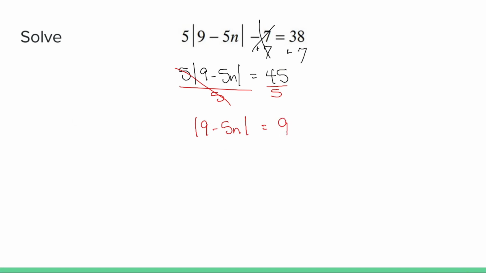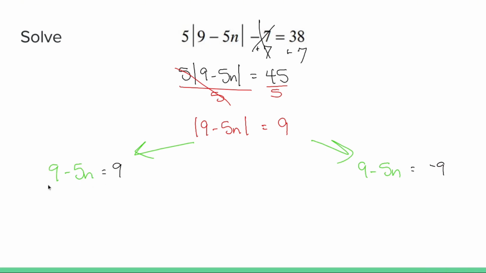Now that the absolute value is completely by itself, I can rewrite this as two separate equations. My two equations, the absolute value part is going to stay the same. You just get rid of the absolute values. So 9 minus 5n, 9 minus 5n. The right side on one of the equations is the original right side, and the right side on the other equation is going to be the opposite of the original right side. So minus 9 for that one.